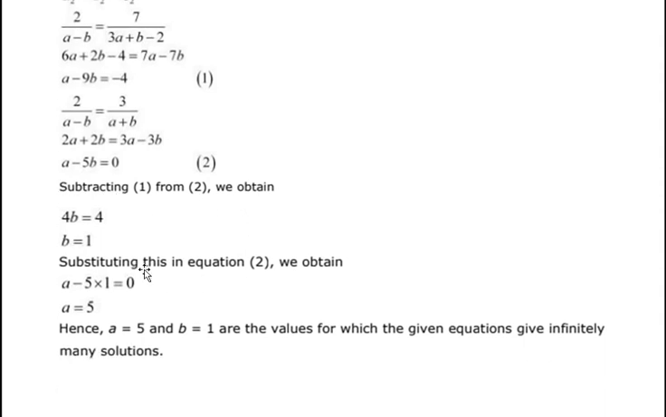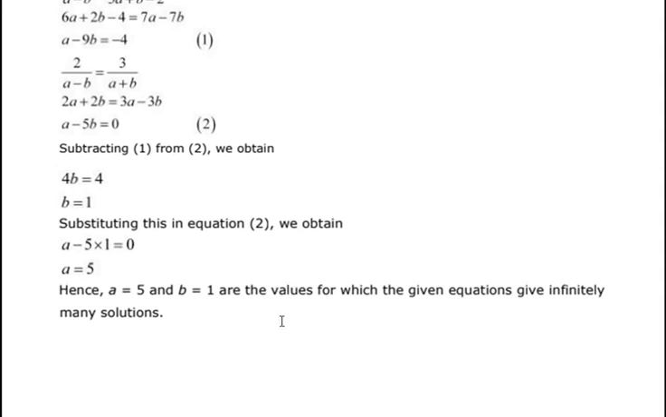So we need to subtract equation 1 from 2. After subtracting, the process is not shown here, you will show it yourselves. A gets eliminated and 4B equals 4, that is B equals 1. So we are getting the value of B. Now by substituting in equation 2, we are getting A equals 5. Hence A equals 5 and B equals 1 are the values for which the given equation gives infinitely many solutions.